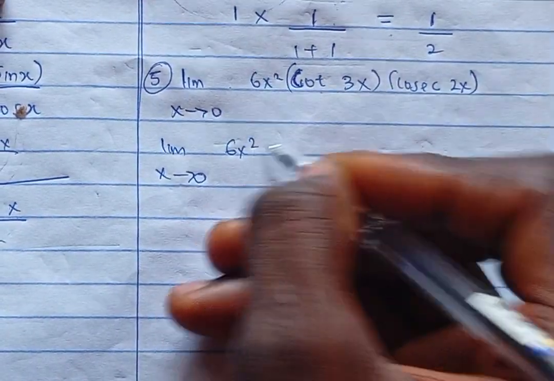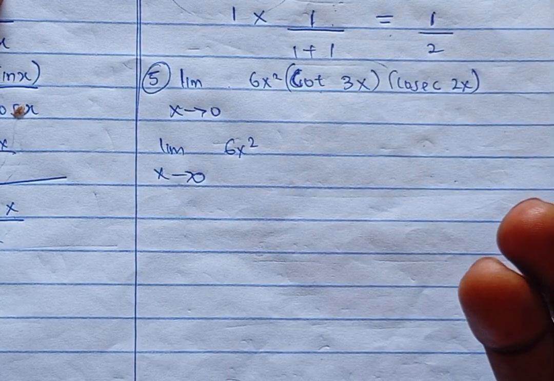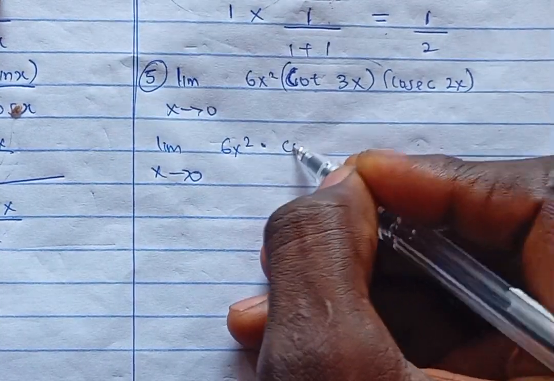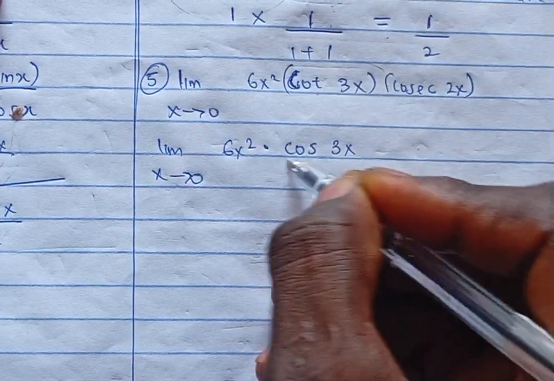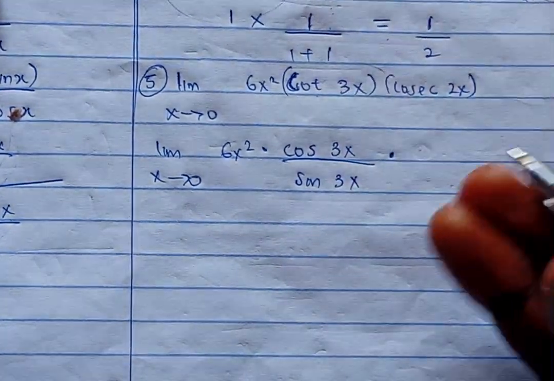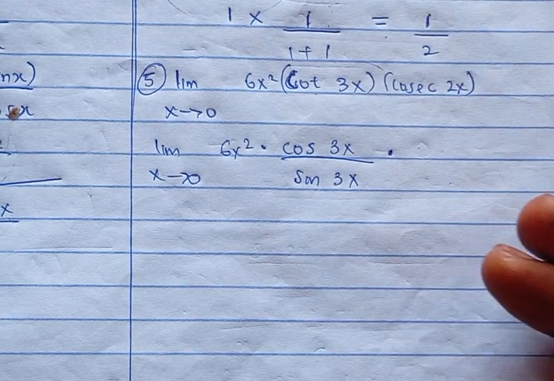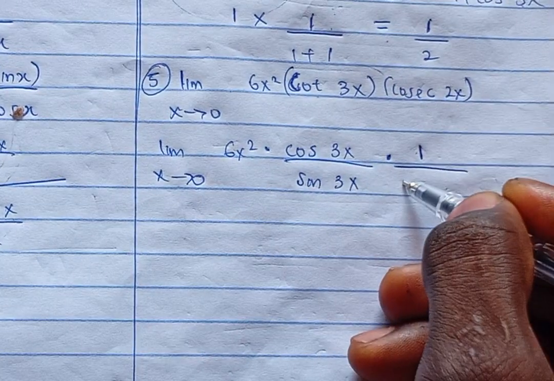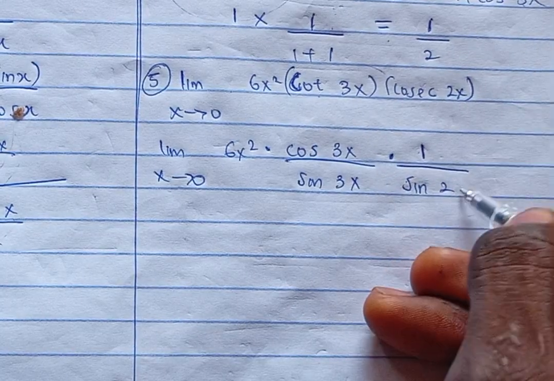So 6x squared, our cot is cos over sine. So I have cos 3x over sine 3x, everything multiplied by our cosec 2x, which is equal to 1 over sine 2x, right?